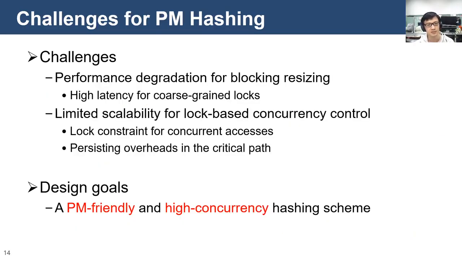To build a high-performance concurrent hashing index for PM, there are 2 challenges. First, the cross-thread lock contention for shared metadata during resizing leads to performance degradation. Second, the locks in queries prevent concurrent access to the table. Moreover, the cache line flushes and the memory fences in the critical path exacerbate the contention. Our work aims to offer a PM-friendly and high-concurrency hashing scheme for persistent memory.